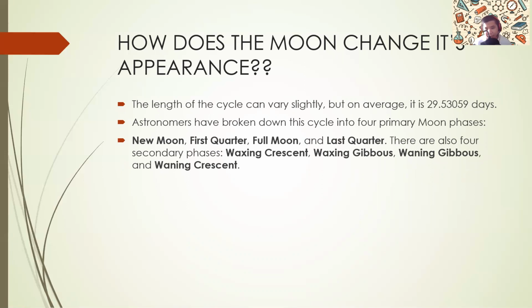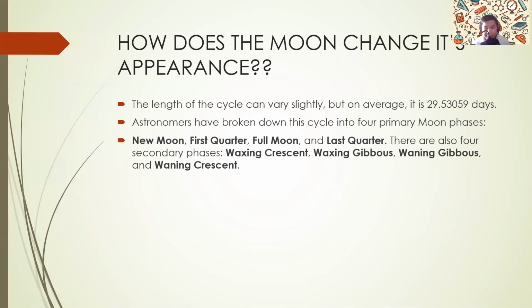Astronomers have broken down this cycle into four primary main phases: the new moon, the first quarter, the full moon, and the last quarter. There are also four secondary phases: the waxing crescent, the waxing gibbous, the waning gibbous, and the waning crescent. I think we've already talked about this last time.